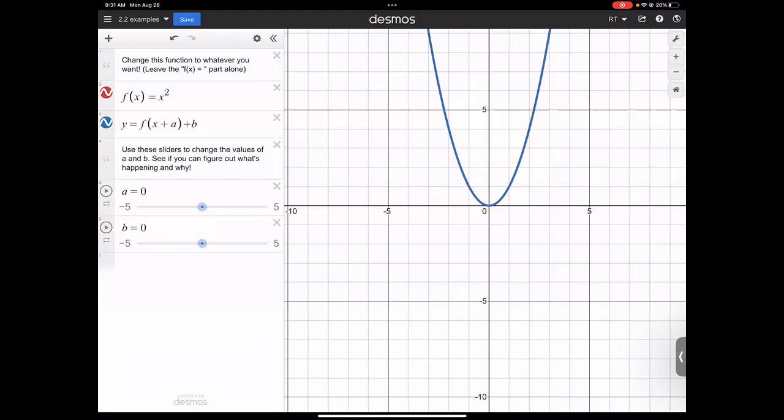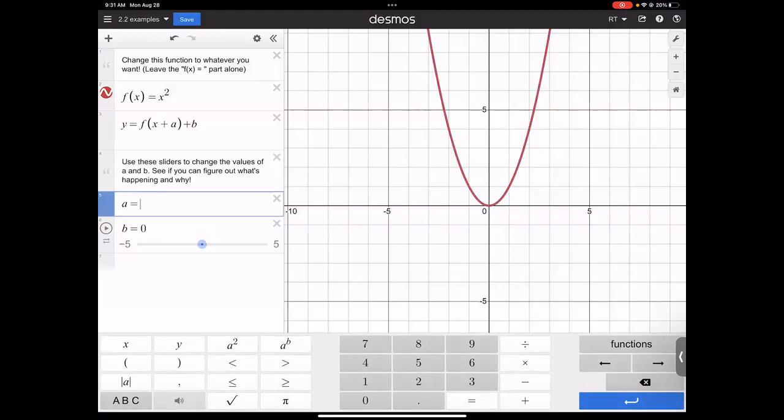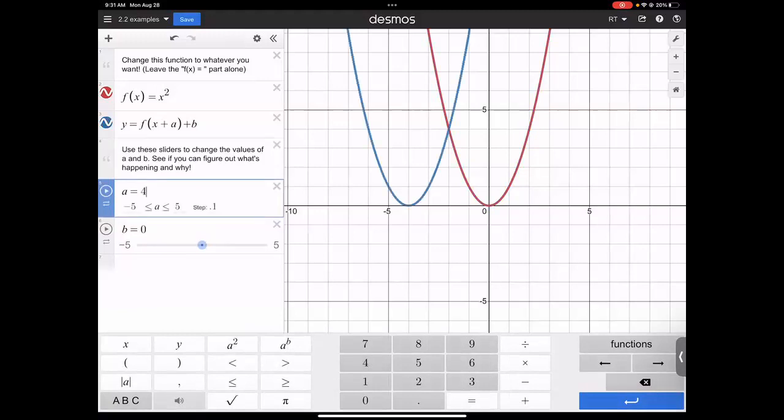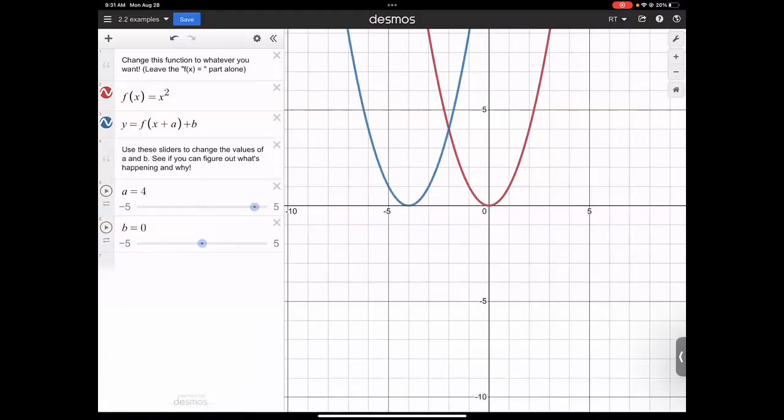All right. Somebody talk to me about what a does. Shifts on the x-axis. Okay. So if I make a, I don't know, 4, what happens? Goes over to -4. Okay. How can I see that it goes over to -4? Or what goes over to -4? Maybe that point? What's special about that point?